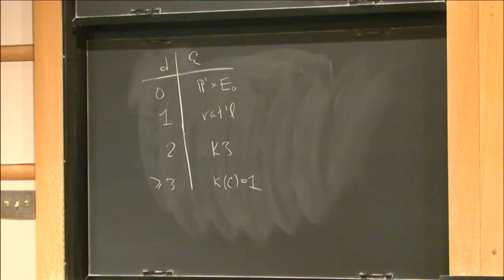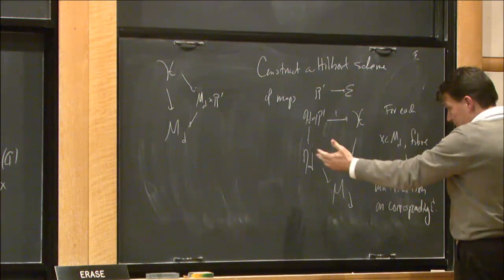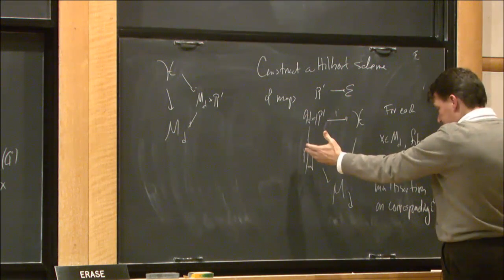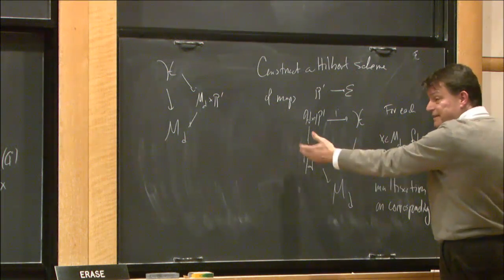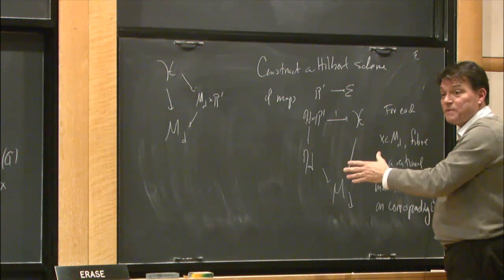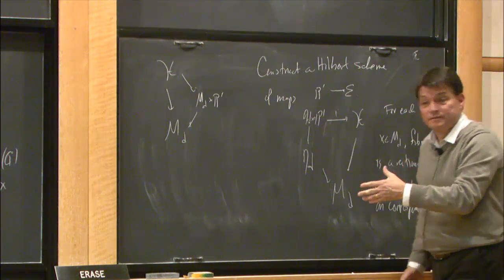This guy has countably many components. Each one maps to MD, and if one of them dominates, then the theorem is wrong. If none of them do dominate, then there's a countable union of closed subvarieties of MD that contains the image of HD. I throw that away, and that's the meaning of very general.